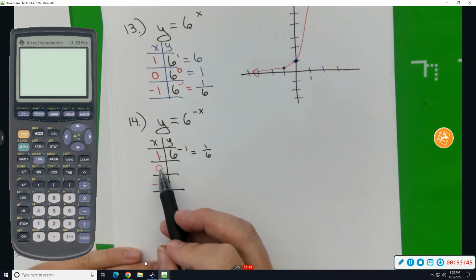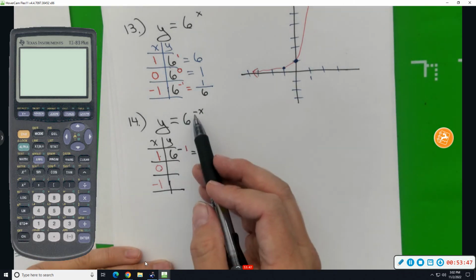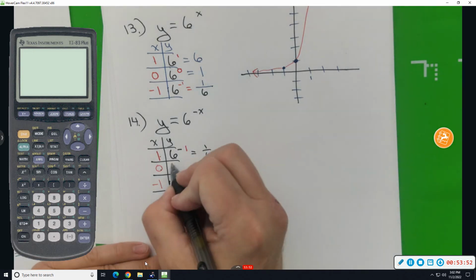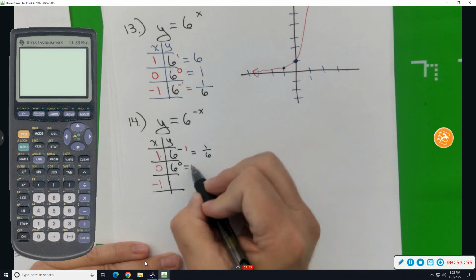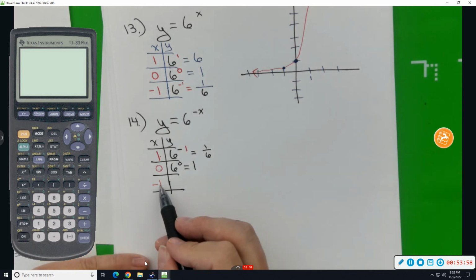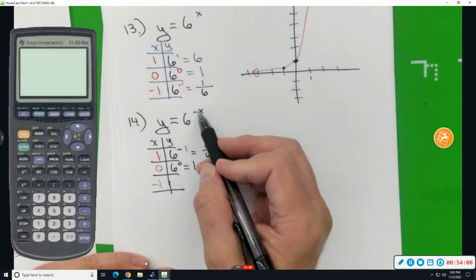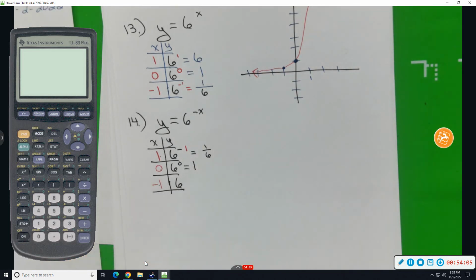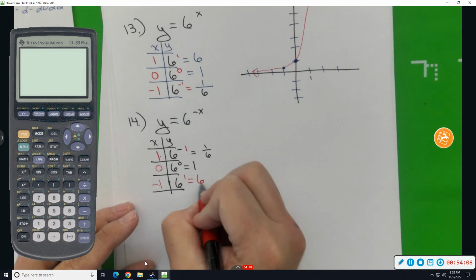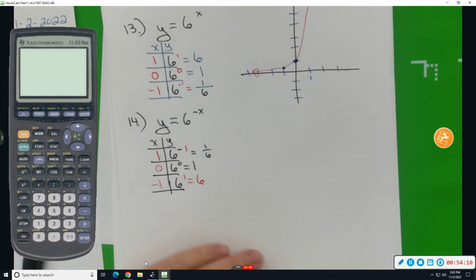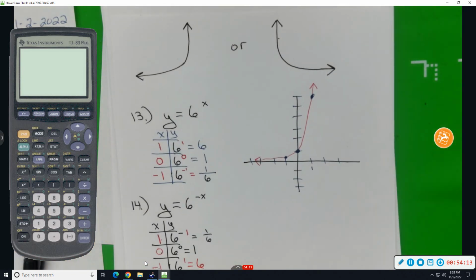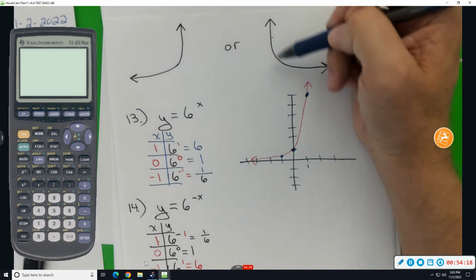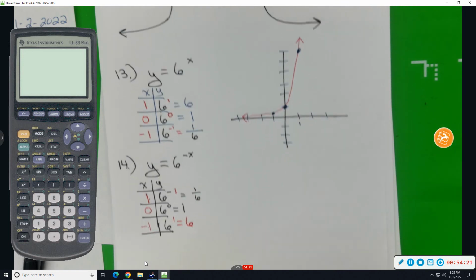Hey, what about plugging in the 0? Well, there's that exponent. The negative 0 is just 0. So 6 to the 0 is 1. Now plug in the negative 1. Combine that red negative 1 with that black negative, and we're going to get 6 to the first power, so just 6. Keep in mind the two basic shapes. Either it's going to be rising or it's going to be falling. What do y'all think is going to happen here?